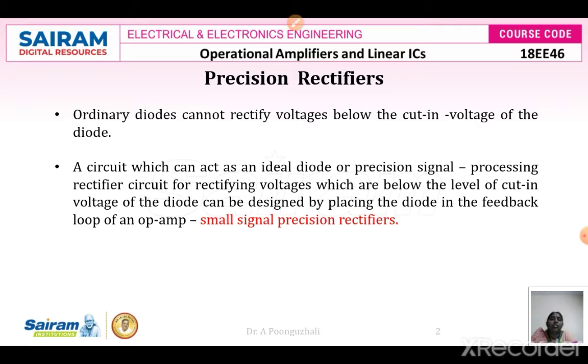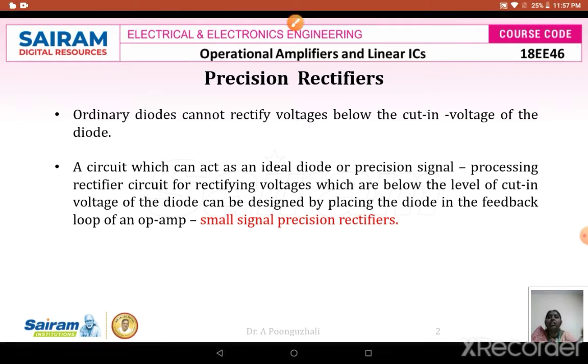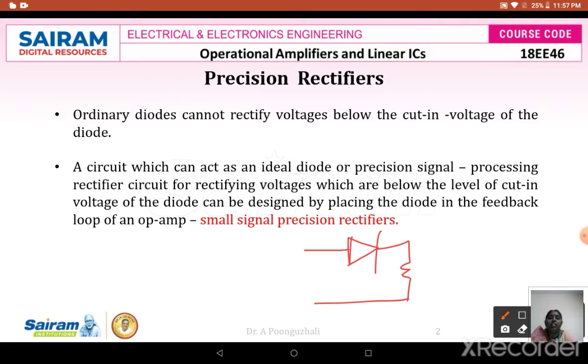So here we are going to see what is meant by a precision rectifier. In ordinary diodes, we cannot rectify the voltages below the cut-in voltage. Suppose, for example, I have a half-wave rectifier like this, and this is my input signal. For this diode to be biased, I need a minimum voltage of 0.7 volts. So if my input voltage is 0 volts or 0.1 volt, it is not going to be greater than 0.7 volts.